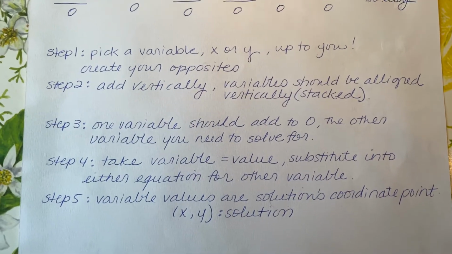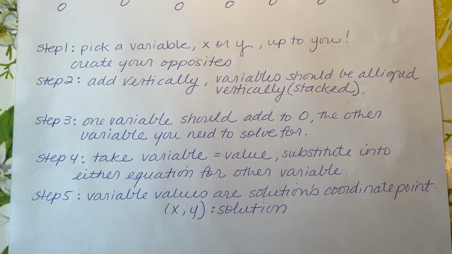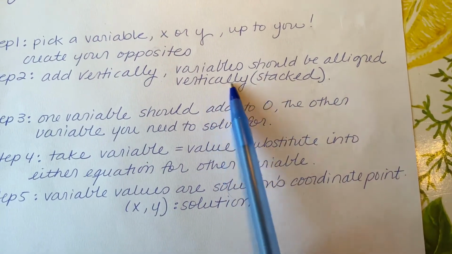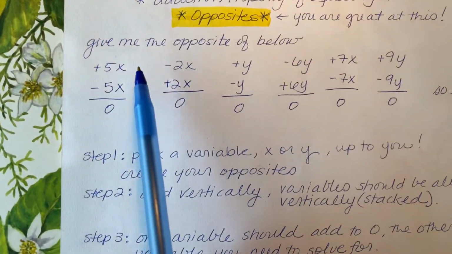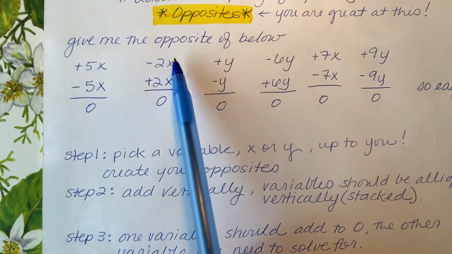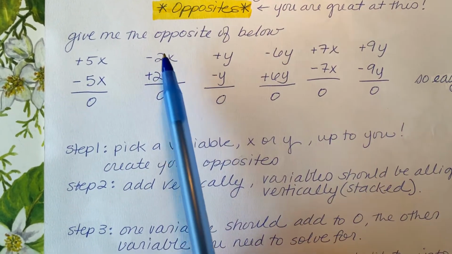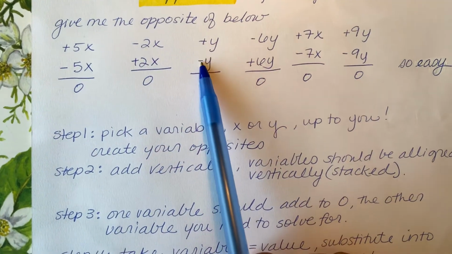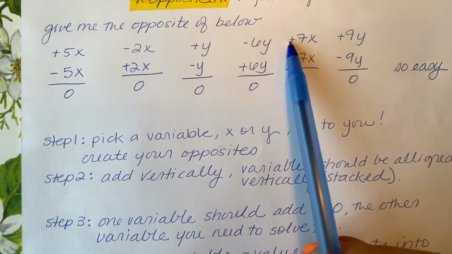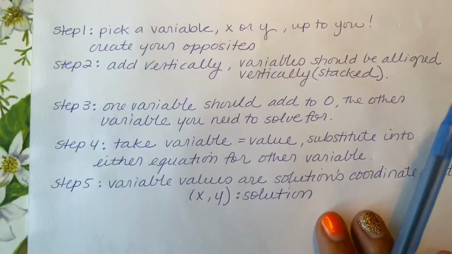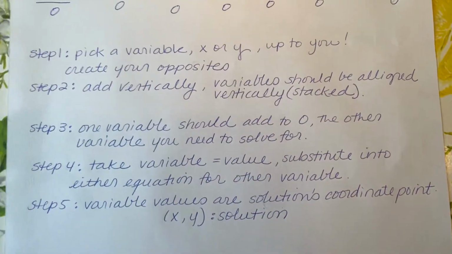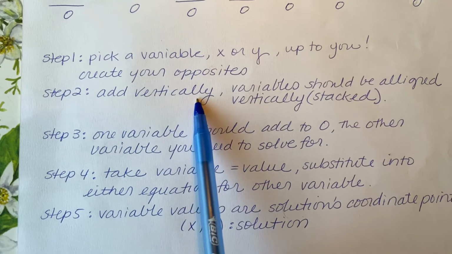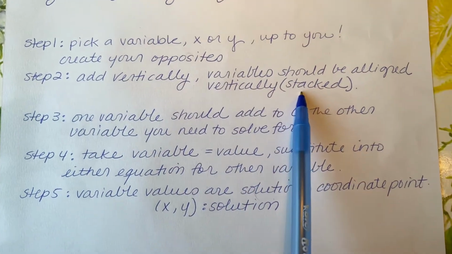All right, step 2, add vertically. So variables should be aligned vertically stacked. This is vertically stacked. See how they're lined up, the x term with the x term, and then we just combine the coefficients, right? Coefficients, negative 6, positive 6, 0, positive 7, negative 7, 0. Okay, so that's what add vertically means. So vertically stack your terms.